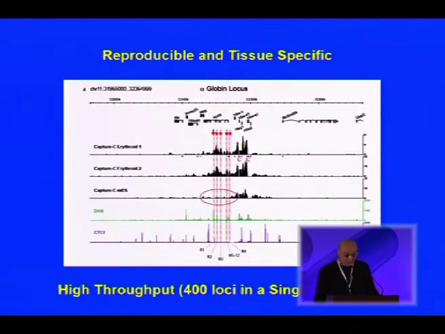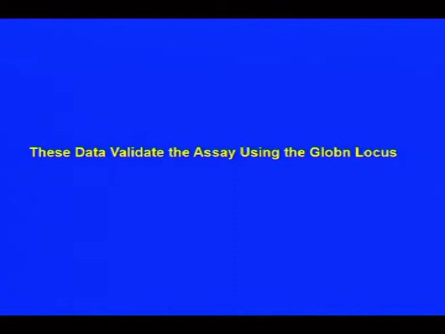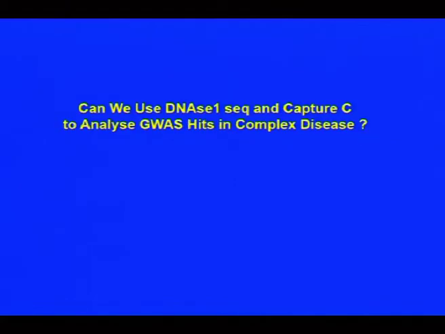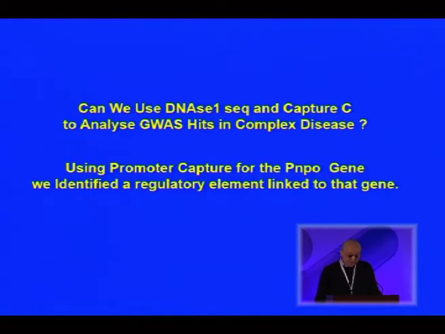Okay, so that's a single experiment, but now we do it high throughput, and we can look at 400, 500, I don't know how many, what's the upper limit. We've done 400 so far in a single experiment. Now, these data have been validated using the alpha globin cluster, but can we use this DNA sequence analysis and capture to analyze GWAS hits in complex disease? That's the question. And I'm just going to show you one example where that's worked.